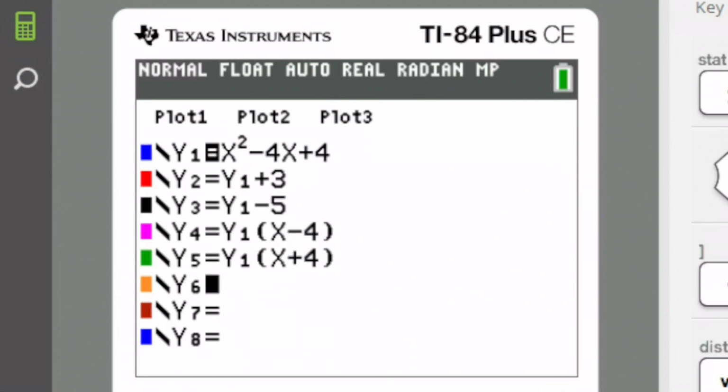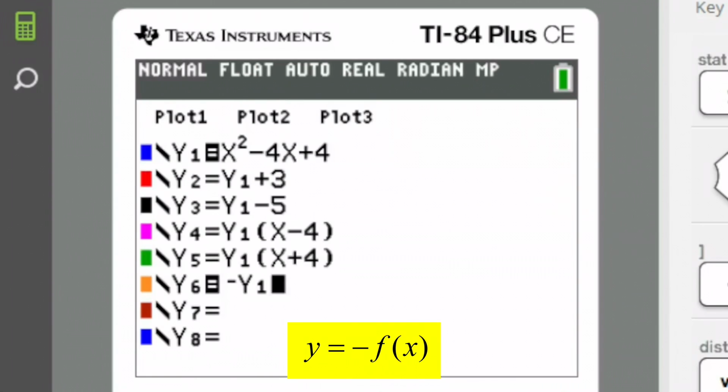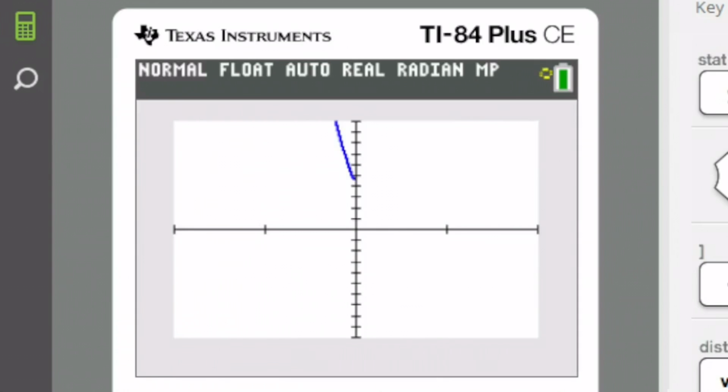This time, if I would like to reflect the original blue graph about the x-axis, in terms of the notation, that is negative f(x), which means we can try to input a negative sign and then input the notation Y1. And then press the graph button. Then we can see that the new orange curve is exactly the reflected image of the original blue curve about the x-axis.